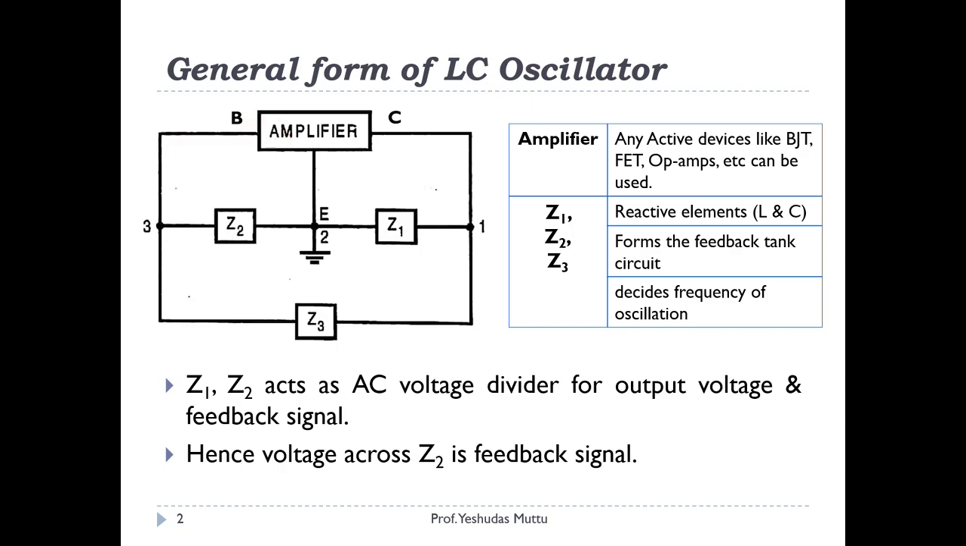Now in this general form of LC oscillator, we are going to derive some expressions. But what are we going to check? We are going to check Barkhausen's criteria. What is Barkhausen's criteria? It is A into beta is equal to 1, which means we are going to find A and we are going to find beta. To find beta, we require the feedback voltage and the output voltage. So the first step towards this is to replace this amplifier, which is just a box over here, with its equivalent circuit.